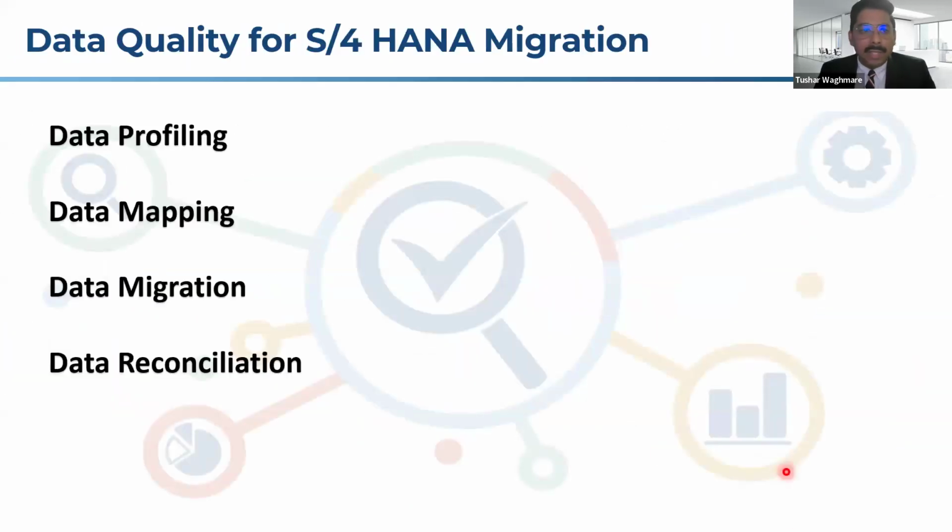So we will see the data quality for S/4HANA migration. There are 4 pillars for that: data profiling, data mapping, data migration, and data reconciliation. Related to data quality, migrating to S/4HANA is a futuristic move. But honestly, migrating data to S/4HANA isn't straightforward. It involves various complexities while simultaneously dealing with a massive amount of data. And if dealing with the quantum of data wasn't challenging enough, you would also have to look at the data quality.